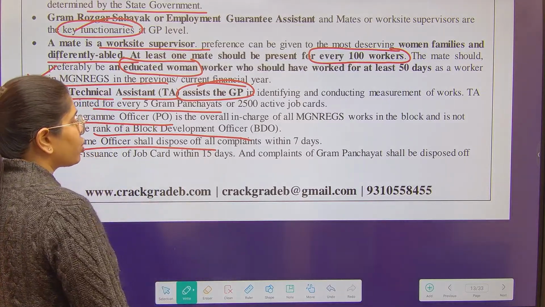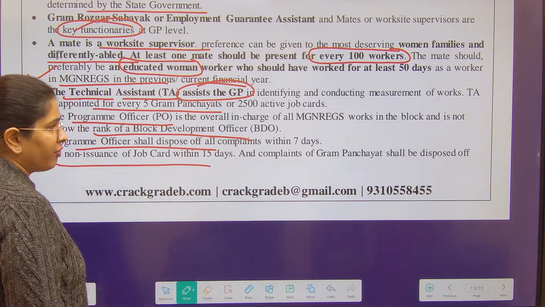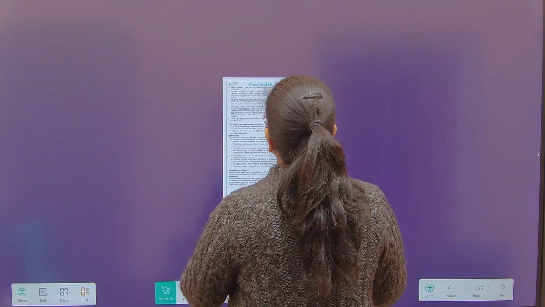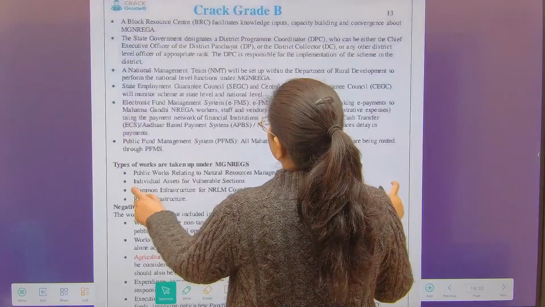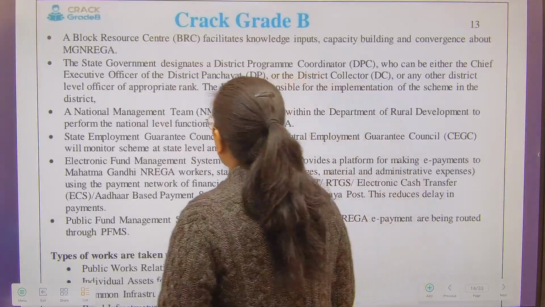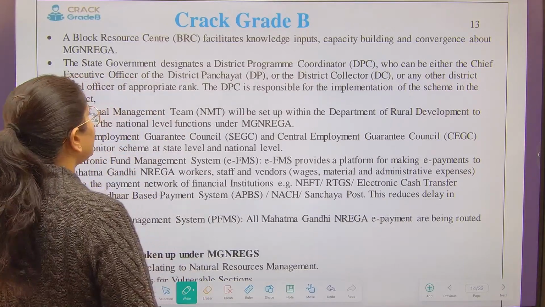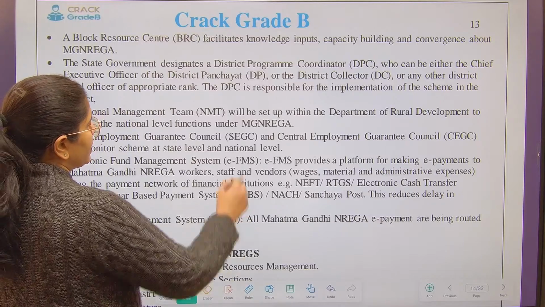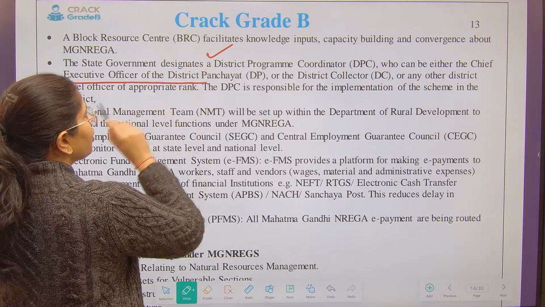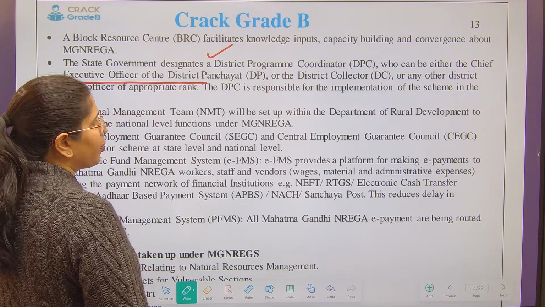The program officer shall dispose of all the complaints within 7 days, and for non-issuance of job cards within 15 days, and complaints of Gram Panchayat shall be disposed of by a block resource center. Now a block resource center facilitates knowledge inputs, capacity building, convergence about the MGNREGA. State government also designates a district program coordinator, who can either be the Chief Executive Officer of the District Panchayat or the District Collector or any other district level officer with appropriate rank.